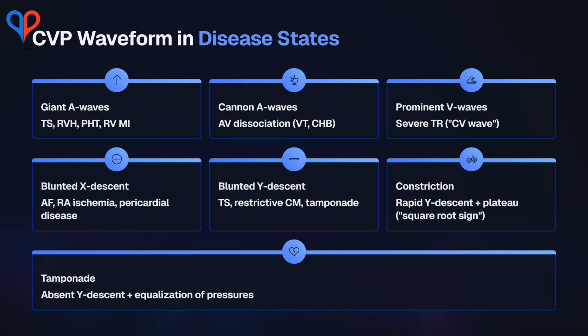Cannon A waves occur when atria contract against a closed tricuspid valve, typically in AV dissociation, such as VT, or complete heart block. Prominent V waves indicate severe tricuspid regurgitation, where systolic backflow elevates atrial pressure dramatically. A blunted X descent suggests pericardial disease or atrial fibrillation. A blunted Y descent may indicate tricuspid stenosis, restrictive cardiomyopathy, or tamponade. In constriction, a sharp Y descent followed by plateau forms the square root sign. These patterns transform the waveform into a diagnostic instrument.